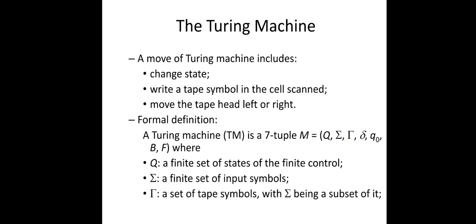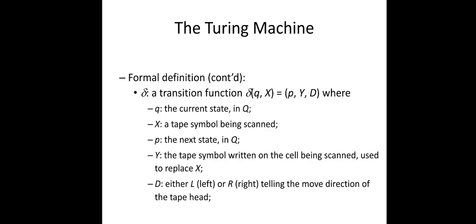A move of Turing machine includes change of state, and you will be having a tape symbol in the cell that is scanned, that is read. You are moving the tape head from left to right. The formal definition of Turing machine is a 7 tuple, where Q is a finite set of states of the finite control, sigma is a finite set of input symbols, and tau is a set of tape symbols with sigma being a subset of it. Then delta is a transition function.